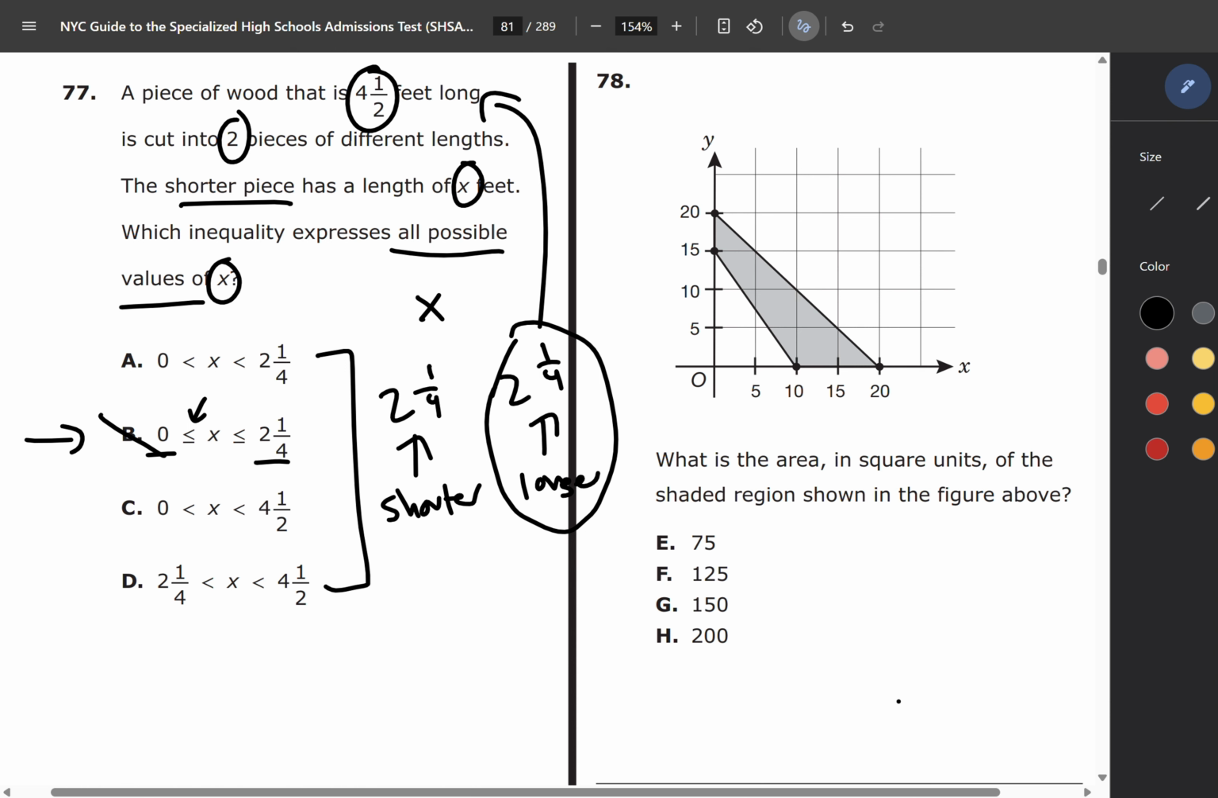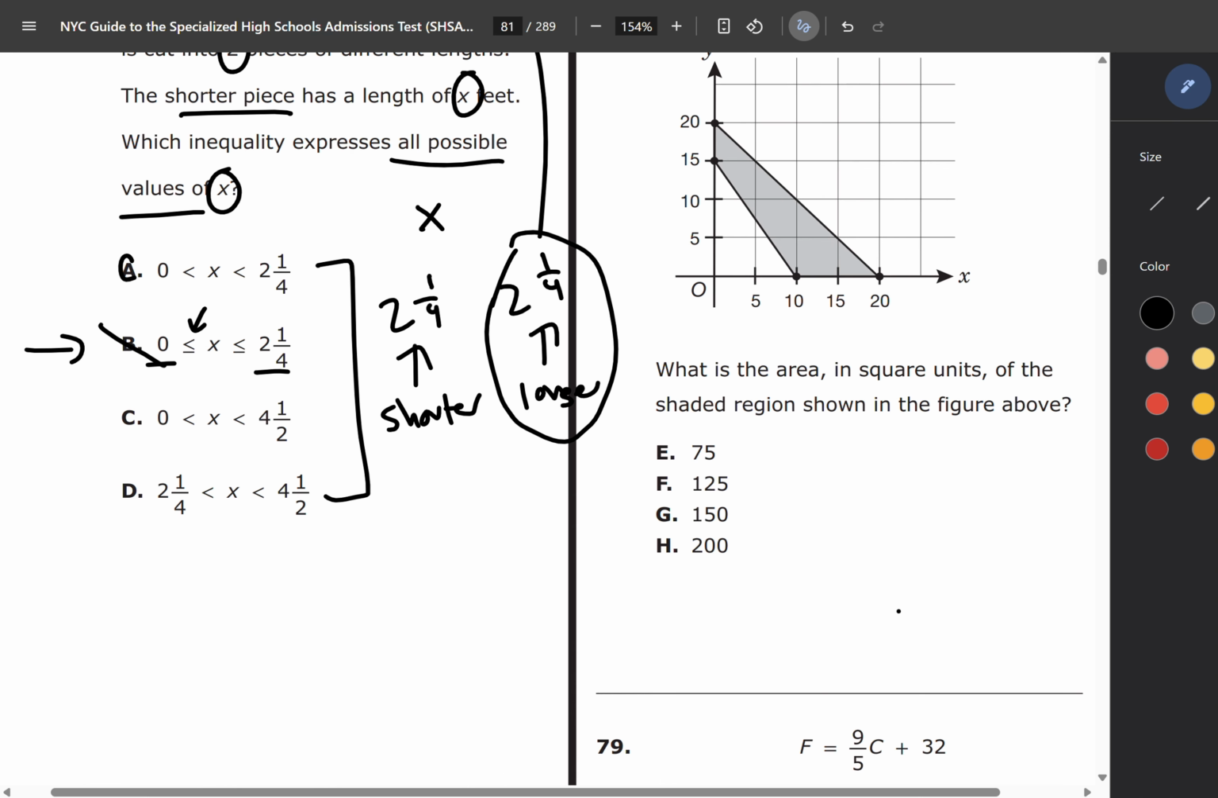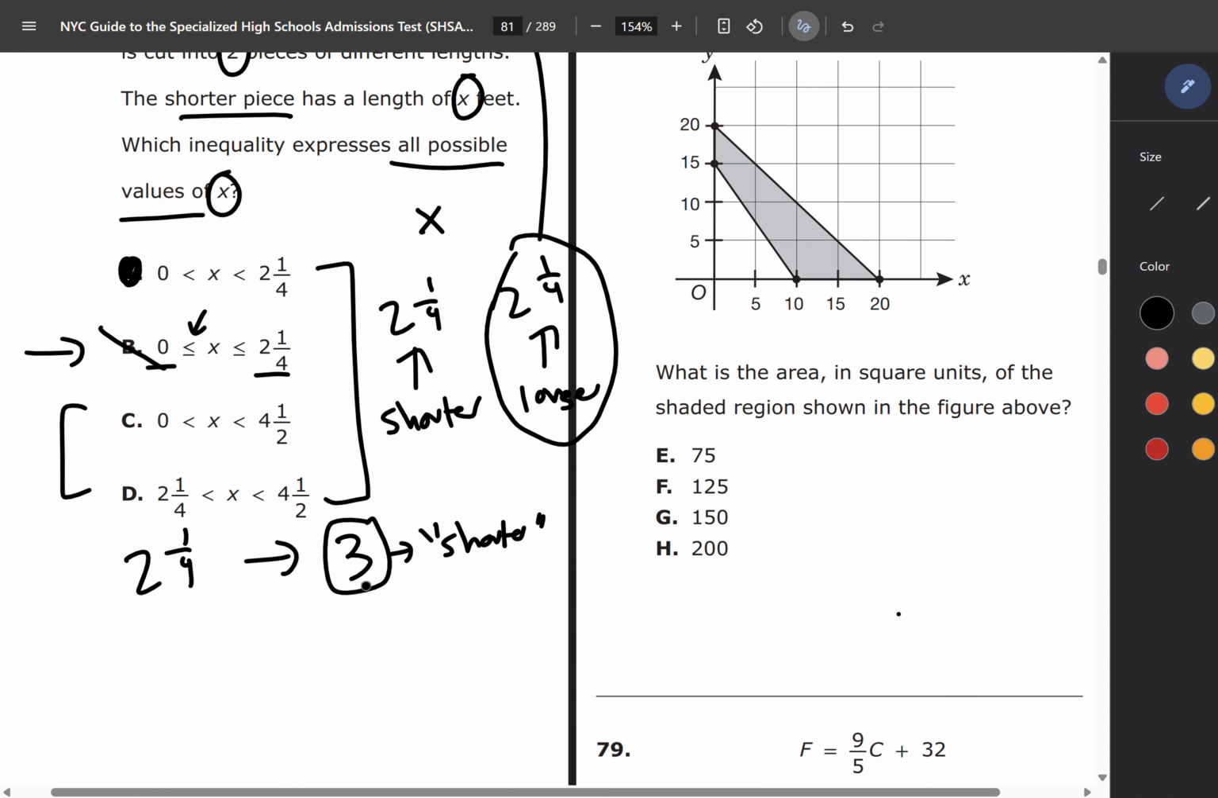Next, what I want to eliminate is choice C and D, to be honest, at the same time. And obviously that means our answer will be A. But let me first explain why C and D don't make sense to me. So C and D are basically saying it can be any number greater than 2 1/4. So let's say the shorter piece is 3 feet. That means the longer piece has to be 1.5 feet.